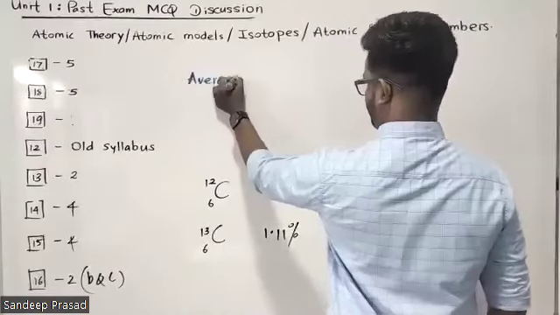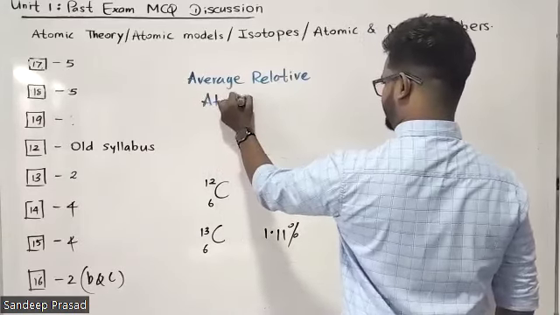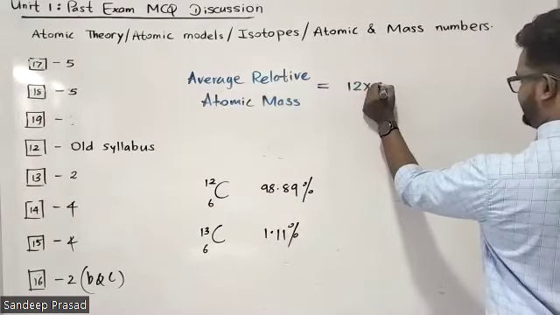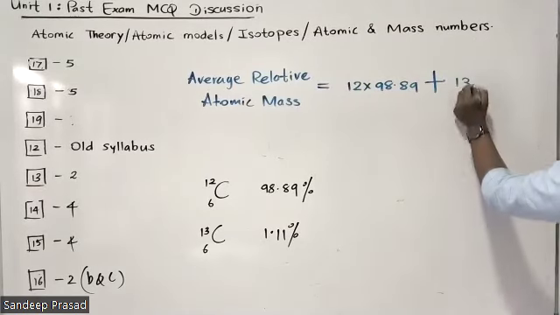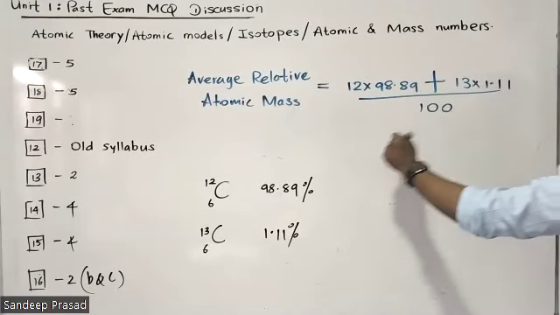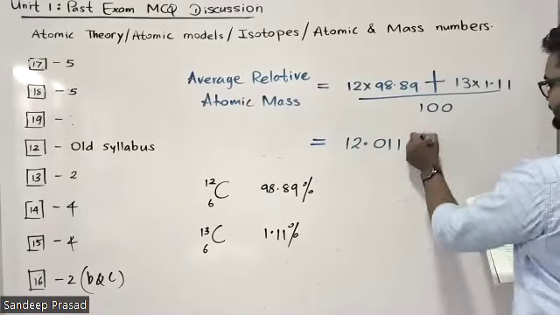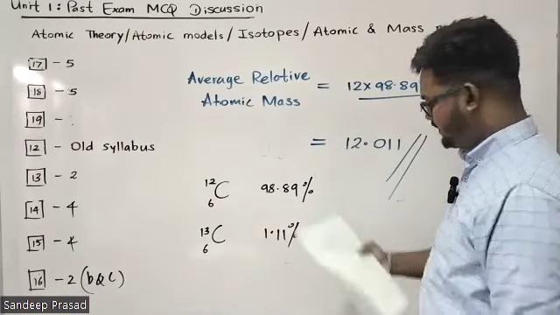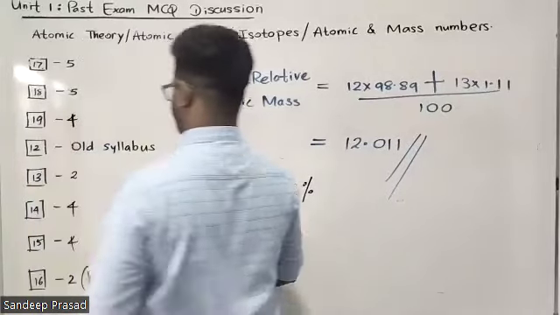Average relative atomic mass is equal to, we know the mass number here is 12, times 98.89, plus the mass number of the second isotope, 13, times its percentage, 1.11, and this is divided by 100. When you do the simplification, students, you will get the answer 12.011. So this is the average relative atomic mass of carbon. Question number 19, answer should be 4th.